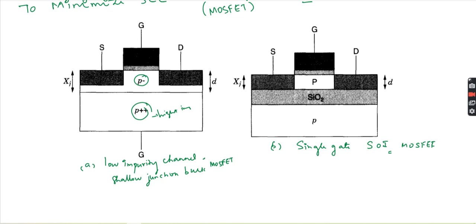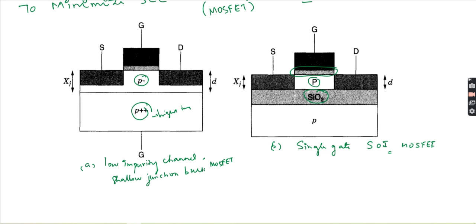Junction depth: you can see, compared to the previous diagram, what changes we are making. This is your SiO2 layer, silicon dioxide layer. So here we are using a simple P substrate, and then we are using this silicon oxide insulator again.